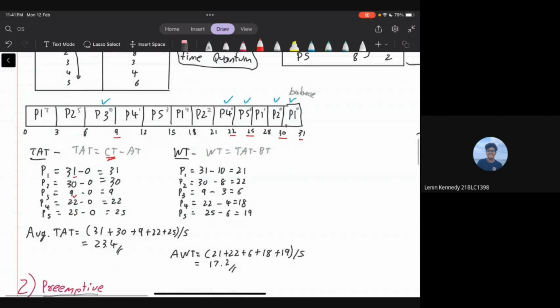Any doubts? Wait time is fine, only for completion time, CT, we need to be careful. Understood. Acha, why did you subtract all of them by zero? Oh, because the arrival time is not given.